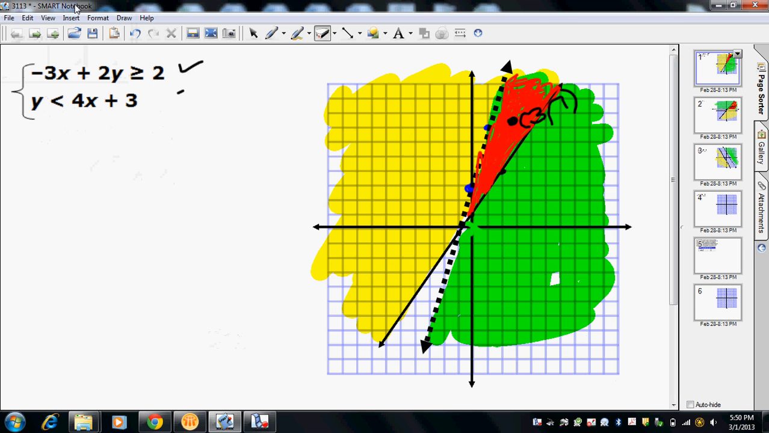All right, I'm going to talk to you really quickly about solving systems of linear inequalities. This is very similar to solving systems of equations, as well as graphing linear inequalities. It's just a combination of the two. So the first one is negative 3x plus 2y is greater than or equal to 2. And then we also have y is less than 4x plus 3.